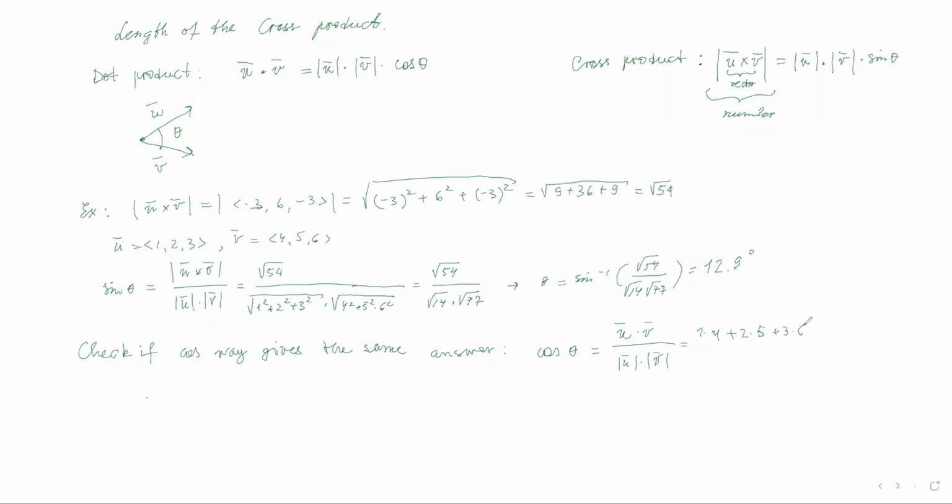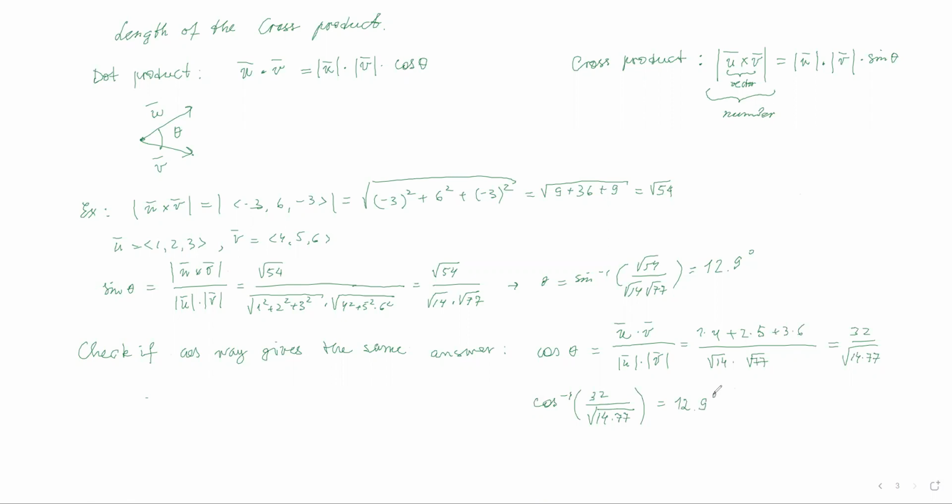And 3 by 6. And in the denominator, we already calculated the length of u and the length of v. It's 14 and 77. So what do we have in the numerator? 10, 18, which is going to be 28, plus 4, 32. Over the square root of 14 by 77. Now we can take a cosine inverse of this, 32 over the square root of 14 by 77. And I did it on my calculator and I'm getting exactly the same answer, 12.9 degrees.